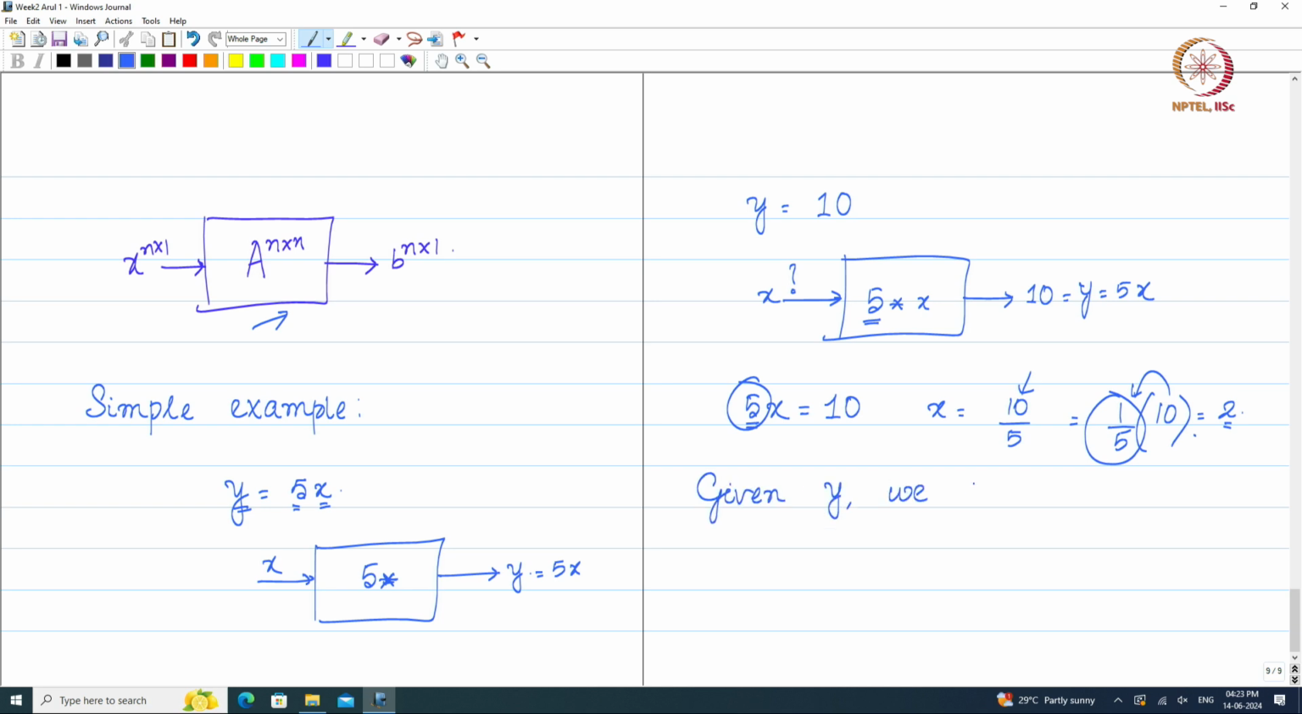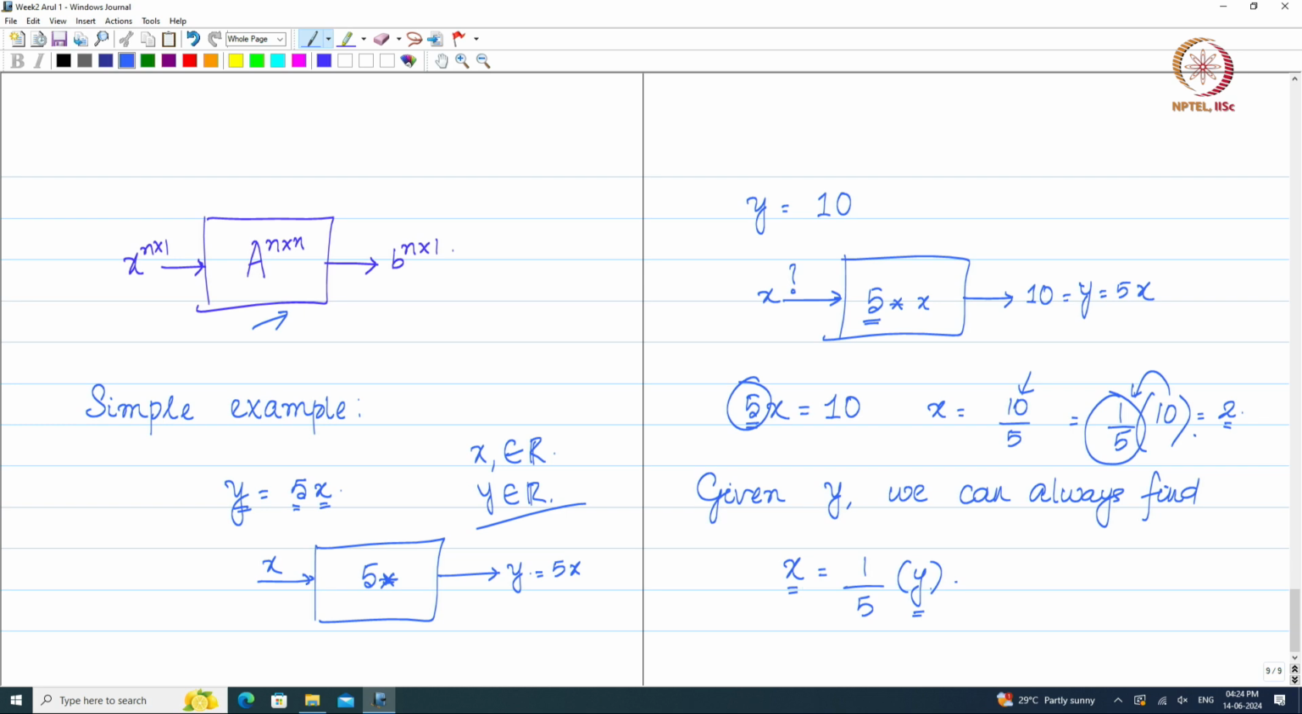So given y, we can always find, as I said here, x is a real number, let us take x as a real number, y is also a real number, let us put all that, okay. So we can always find x is equal to 1 by 5 times y, right. That means given y I can find out x.